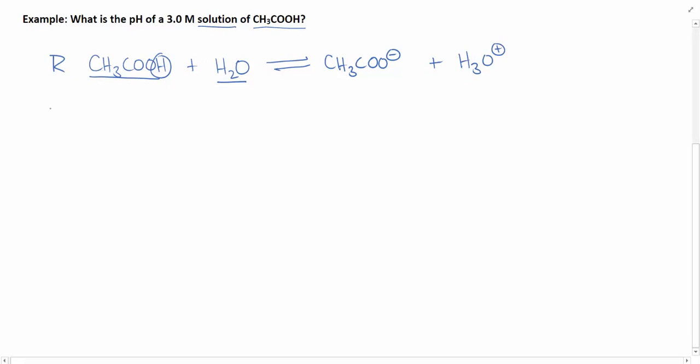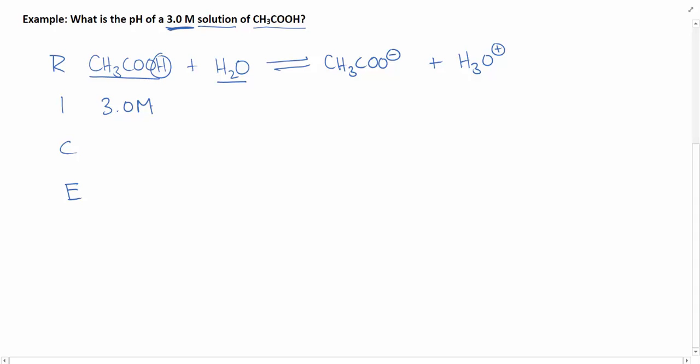I'm going to start out by drawing out a Rice table, so reaction, initial, change, and equilibrium. Now in this Rice table we can use either moles or final concentrations. Since there's no change in volume here, there's no change in concentration, so I can just plug in the concentration that's given in the question as my initial concentration. So I have 3.0 molar acetic acid.